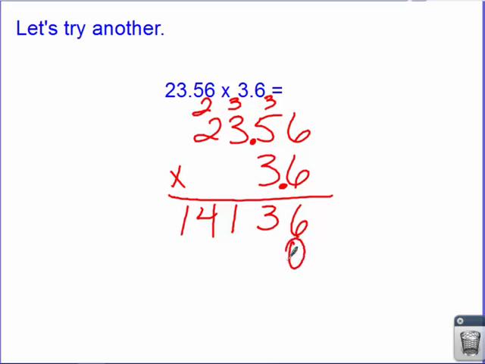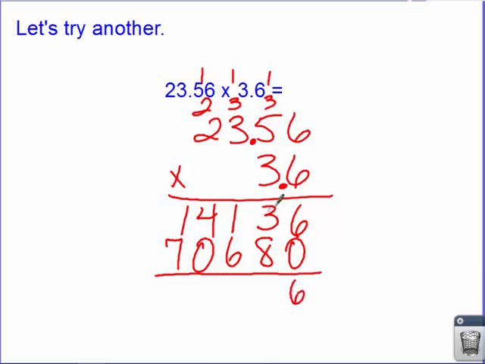Now I move over a place for this number, so I add a 0 in the bottom. So 3 times 6 is 18, carry the 1. 3 times 5 is 15, plus 1 is 16, carry the 1. 3 times 3 is 9, plus 1 is 10, carry the 1. And 3 times 2 is 6, plus 1 is 7. So now I add. 6 and 0 make 6, 8, 9, 10, 11, 6, 7, 8, 4, and 8. So I end up with 8, 4, 8, 1, 6.